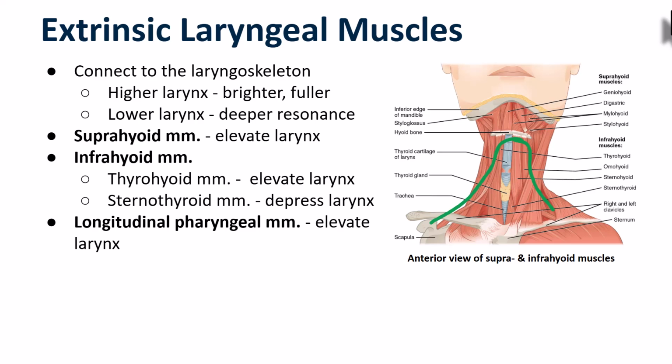So, for instance, of the deep group, the thyrohyoid muscle can elevate the larynx. The sternothyroid muscle can depress the larynx. So, two different movements from the same group of muscles, albeit different muscles. And then finally, the longitudinal pharyngeal muscles are capable of elevating the larynx. So, stylopharyngeus, salpingopharyngeus, palatopharyngeus, all of those can elevate the larynx.